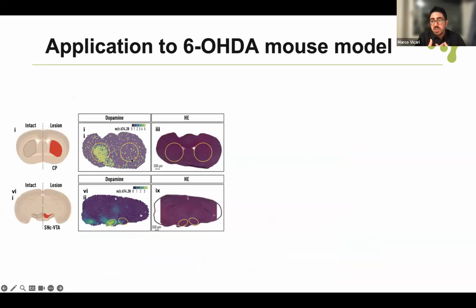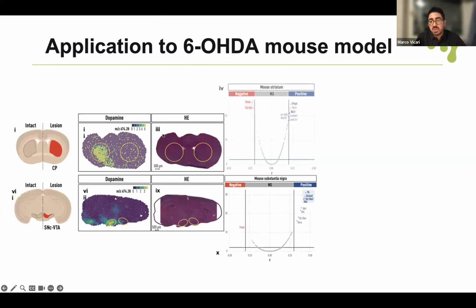At this point, we wanted to apply this technology to a real biological question. And for this, we chose 6-OHDA mouse models, that are mice that have been injected with this toxin, 6-OHDA, which kills the dopaminergic neurons. But since they have been injected unilaterally, this will kill the dopaminergic neurons only on one side of the brain. So using the multi-MSI component of our multimodal technology, we were able to reliably detect the dopamine only on the left side of the brain.